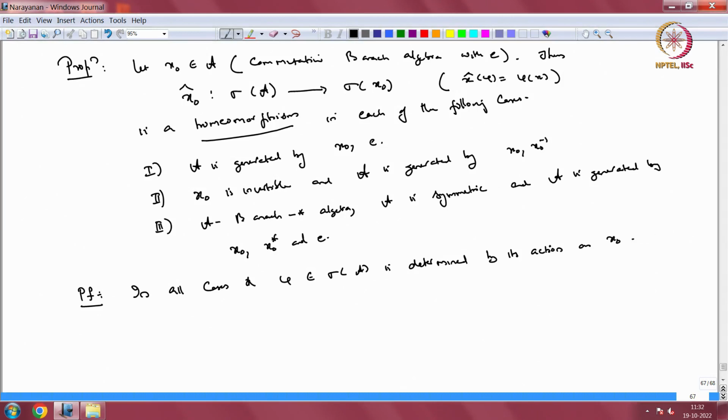So, in the first case, A is generated by x naught. If phi 1 at x naught is equal to phi 2 at x naught, then phi 1 is equal to phi 2, because x naught generates the algebra. For example, phi 1 of x naught square is phi 1 of x naught whole square, and so it will be equal to phi 2 of x naught square and so on. So, phi 1 and phi 2 will be equal on the algebra A itself. Okay. So, x naught hat is a 1-1 map.